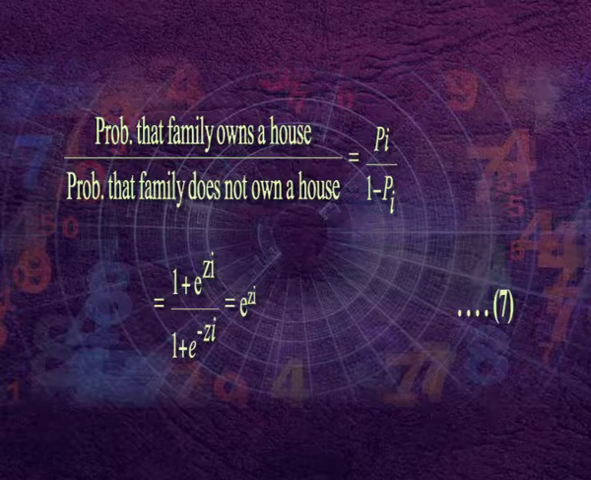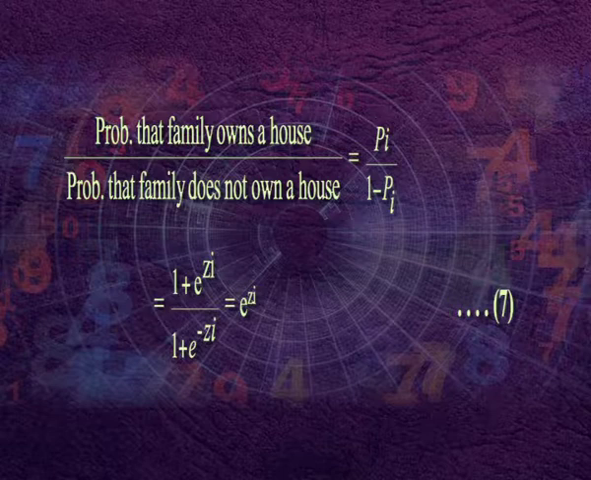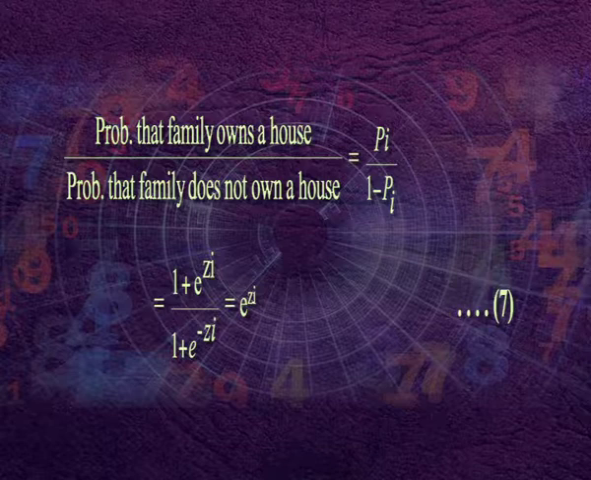However, we have created an estimation problem because pi is non-linear not only in xi but also in the beta coefficients. This means that we cannot use the OLS estimation procedure to estimate the parameters. To solve this problem, let us consider the ratio: probability that the family owns a house divided by probability that the family does not own a house, which is equal to pi upon 1 minus pi, which is equal to 1 plus exponential zi upon 1 plus exponential minus zi, which is equal to exponential zi. We denote it as equation number 7.